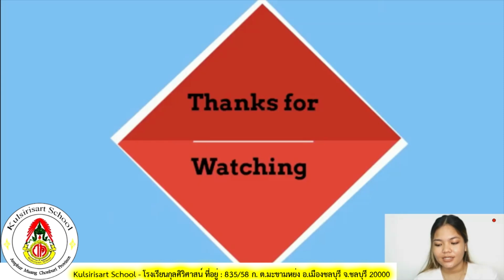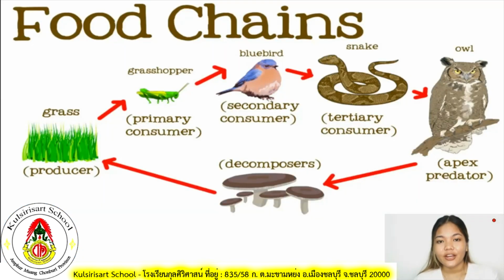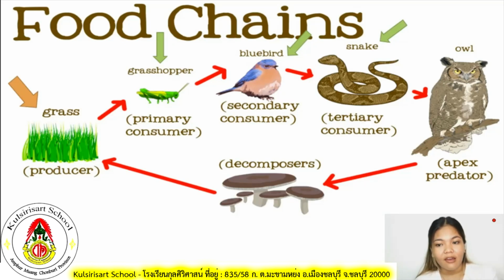Now let's proceed. Now we have here another example of a food chain that includes the decomposer. So remember this one a while ago. We said that the grass is the producer, the grasshopper is the primary consumer because it feeds on the grass. And then we have the bluebird, which is the secondary consumer, which eats the grasshopper. And then we have the snake, which is the tertiary consumer because it eats the bluebird. And then we have the owl, which is an apex predator.